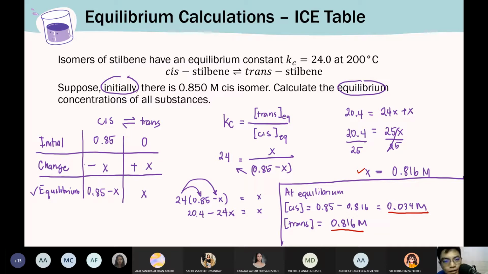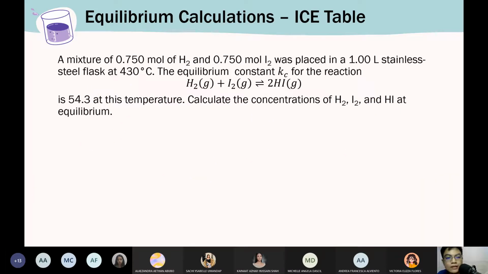Okay, so I think nakapag-screenshot na. Try this one. I want you to write the ICE table lang. Okay? Huwag kayong mag-calculation na. ICE table lang muna. Yung calculation nito medyo matindi. I want you to write the ICE table.